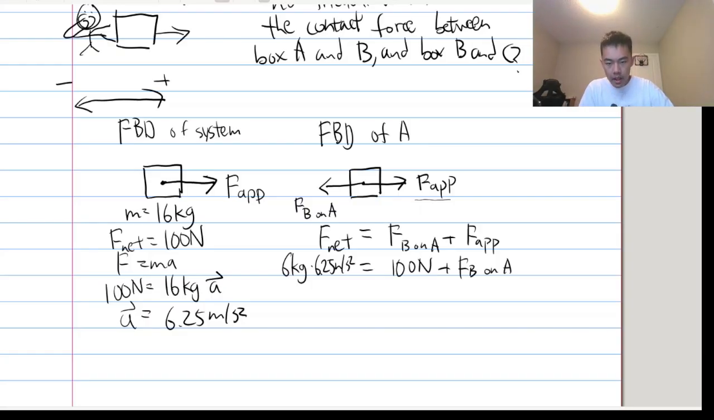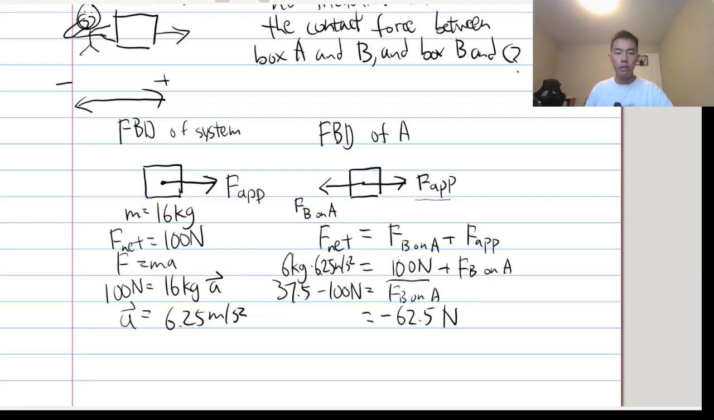Okay, so let's do some calculations. 6 times 6.25 is equal to 37.5 minus, now let's bring this 100 newtons over, which is equal to F B on A, which gives us a final value of negative 62.5 newtons.